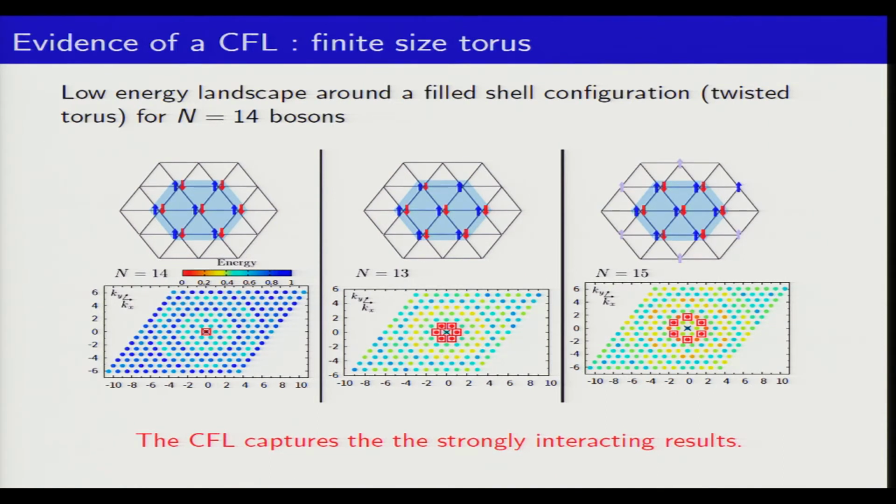So what we do is the following. We take our bosons, we put them on a torus, and we just diagonalize the Hamiltonian. We do that for 14 bosons. The reason why is the following. We use a twisted torus.